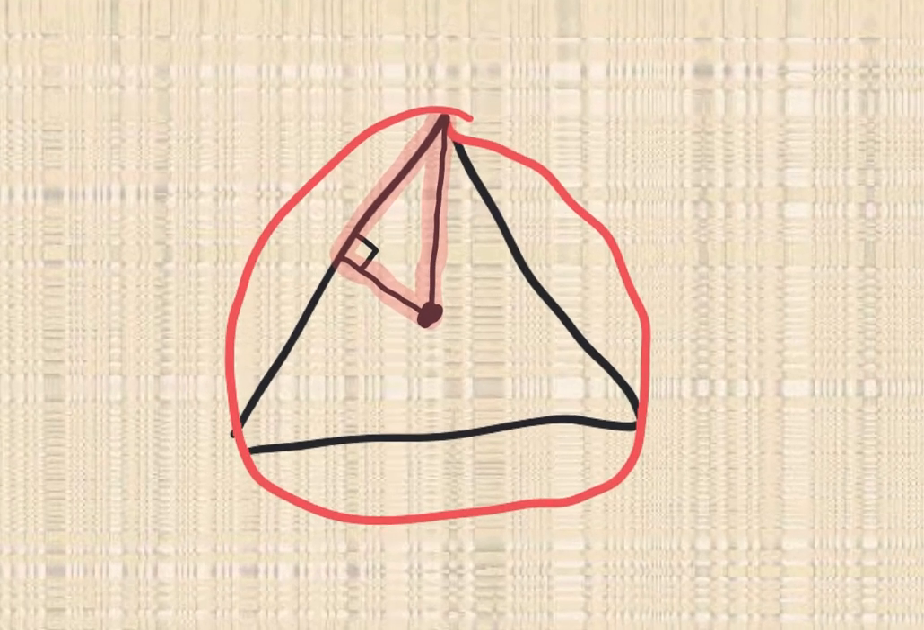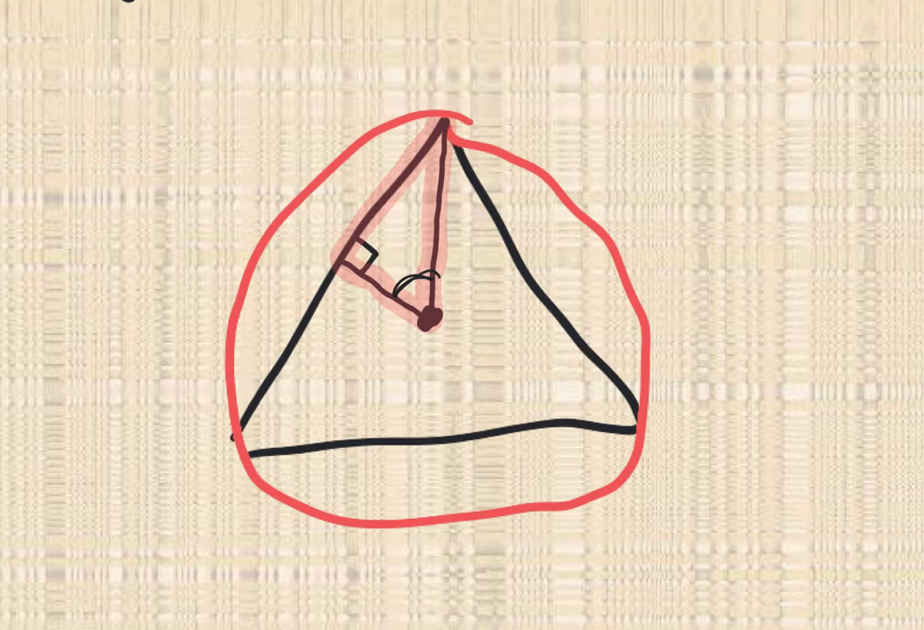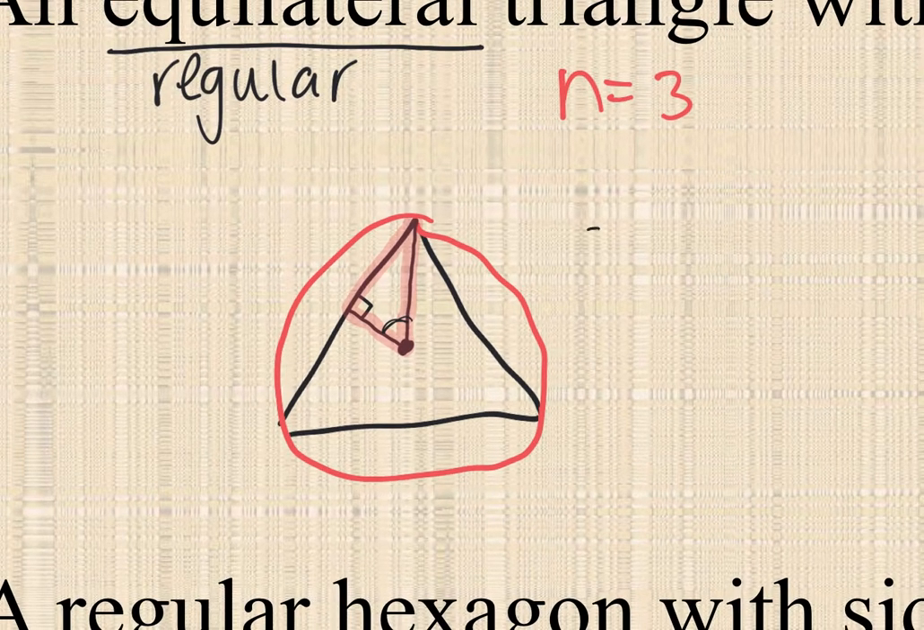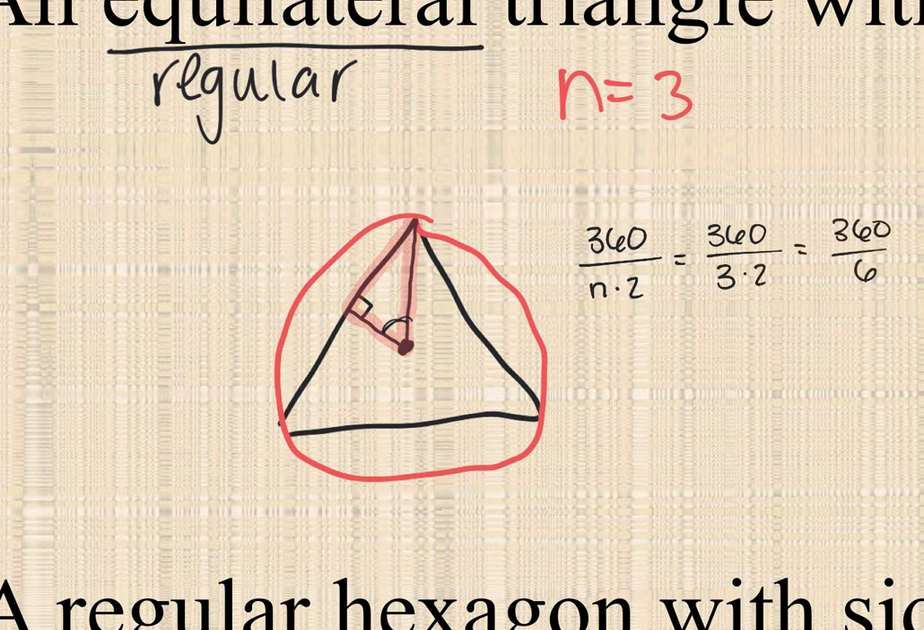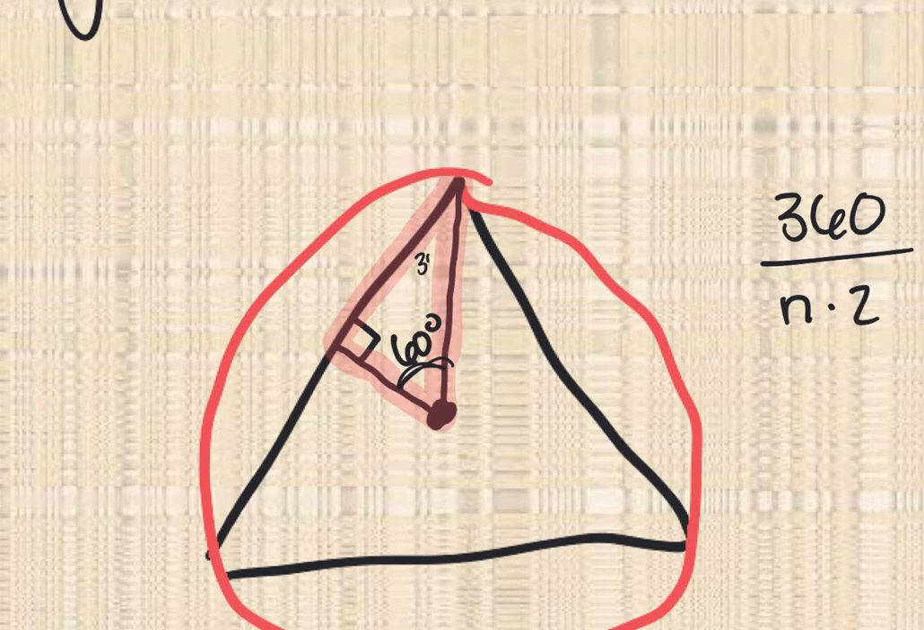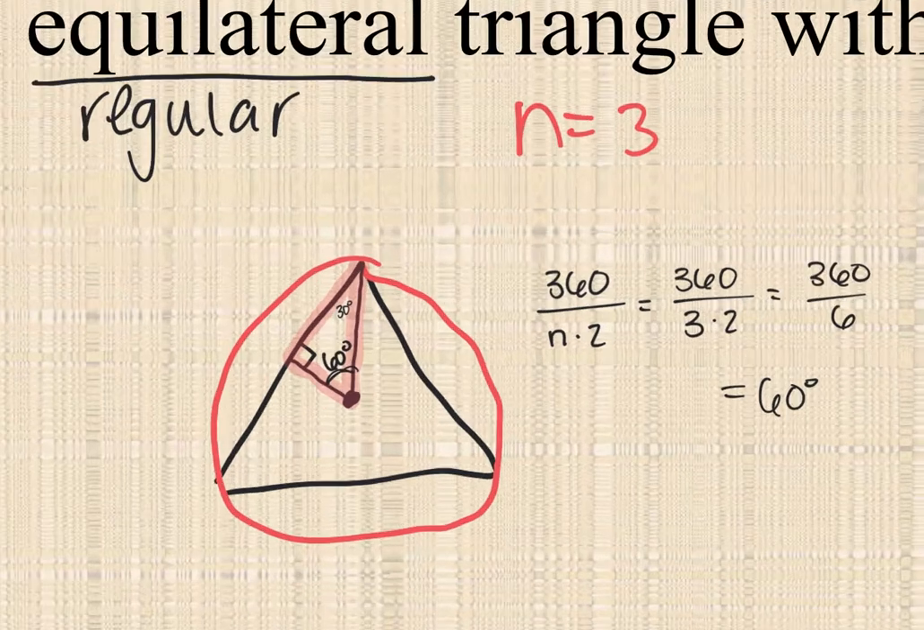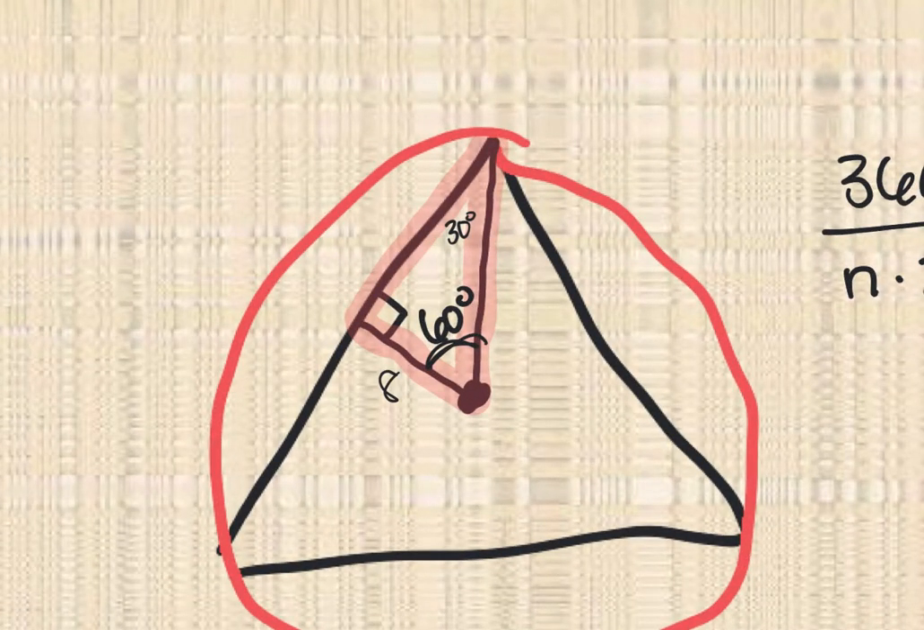Now, the angle that's formed, we can find it by doing 360 divided by the number of sides times 2. So we do 360 divided by 3 times 2. Therefore, 360 divided by 6. This is going to give me 60 degrees. So we know this angle is 60 degrees. Therefore, this angle over here has to be 30 degrees. We were told that the apothem is 8. So all we need to do is find the length of each side.